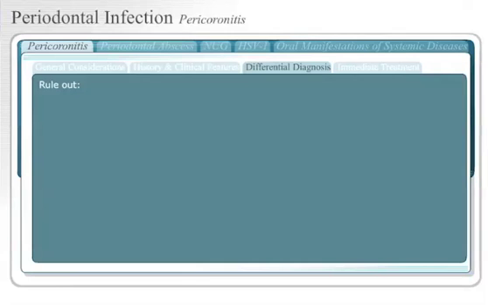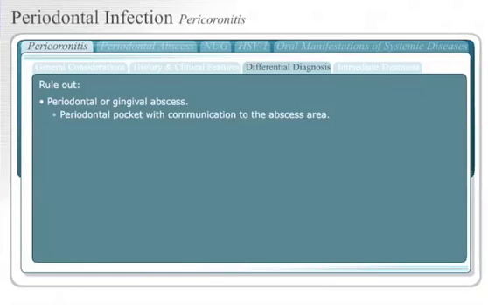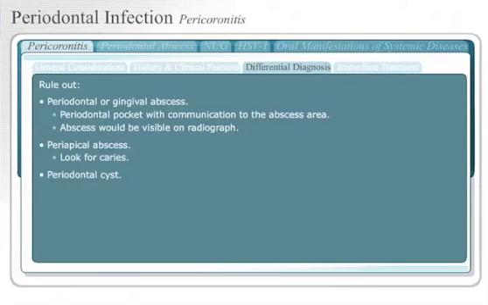Because pericoronitis is characteristically associated with erupting third molars, the diagnosis is usually evident. Three other conditions can quickly be ruled out. If the infection was a periodontal or gingival abscess, there would be a periodontal pocket with a communication to the abscess area. The abscess would likely be more defined and visible on a radiograph. Periapical abscess can be ruled out if an erupting tooth is free of caries and obviously vital. Finally, periodontal cysts usually occur in the cuspid or bicuspid area and are well delineated on a radiograph.